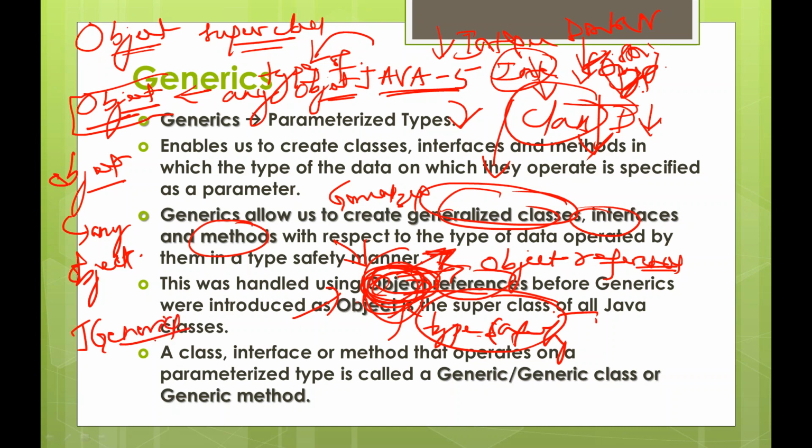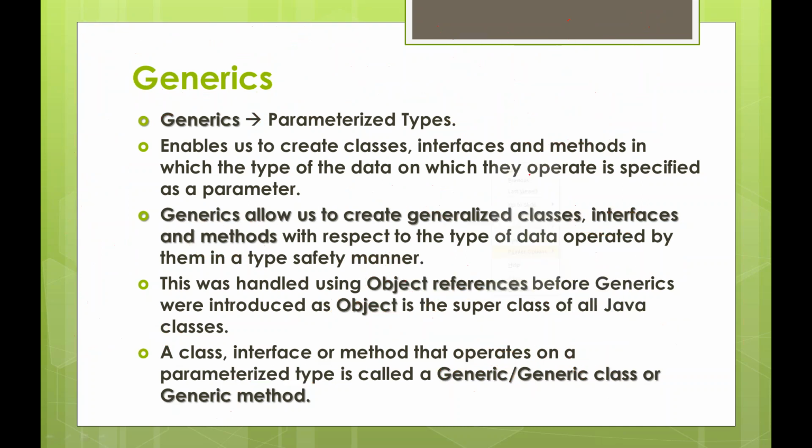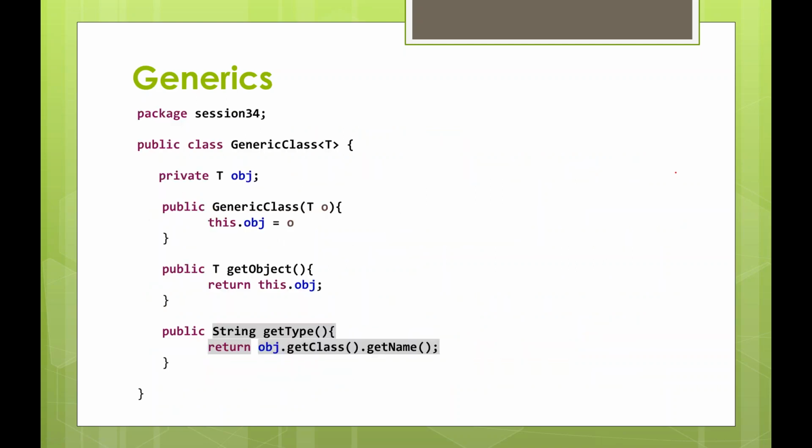a concept called generics. Any class, interface, or method that operates on a parameterized type is called a generic class or generic method. It is simply called a generic type. Anything which you declare that takes a parameterized type is called a generic type. Okay, let us move on.